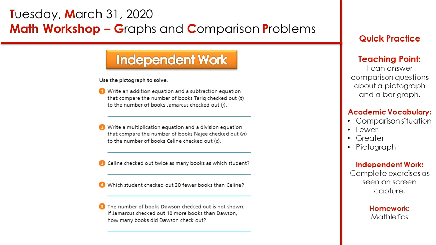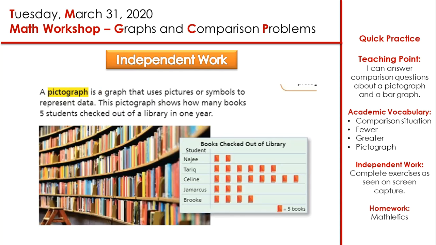The question that you're going to be answering regarding this picture graph is right here. You're going to write an addition equation and a subtraction equation that compare the number of books Tariq checked out, represented with T, to the number of books Gianmarco checked out, letter J. So if we go back, we're going to only focus on Tariq and Gianmarco this time. If we take a quick look, I can see that Tariq checked out 3 more books than Gianmarco.